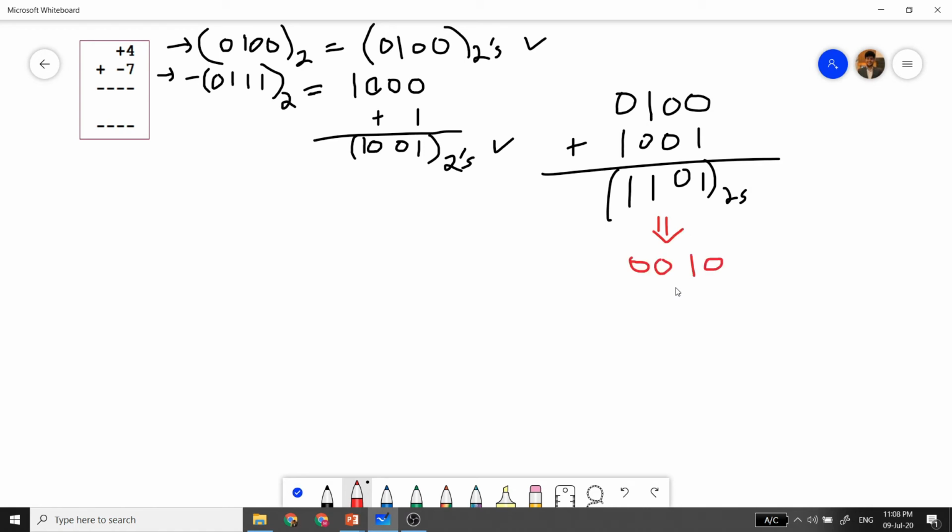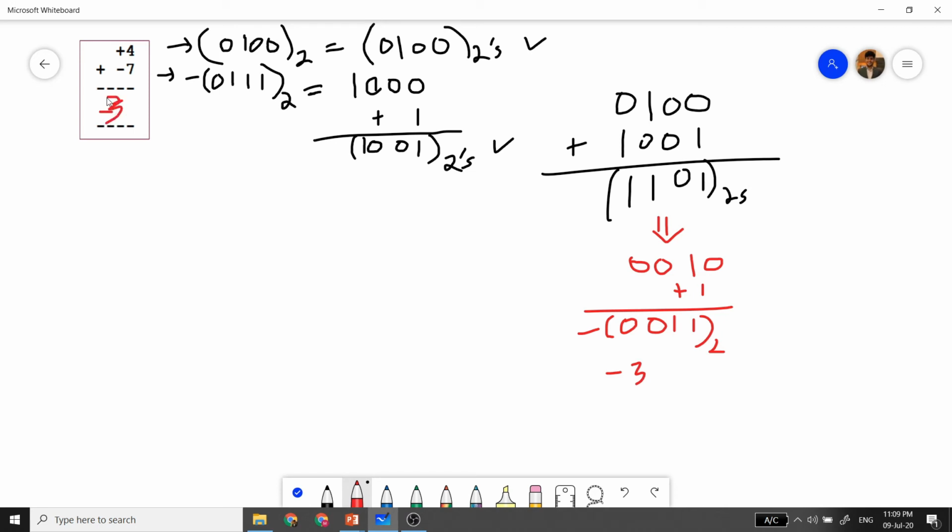First bit inversion, then adding 1. I will get 0, 0, 1, 1. This was a negative number, so I add a minus here. If I convert this to the decimal value, I get minus 3. My answer here will be minus 3.